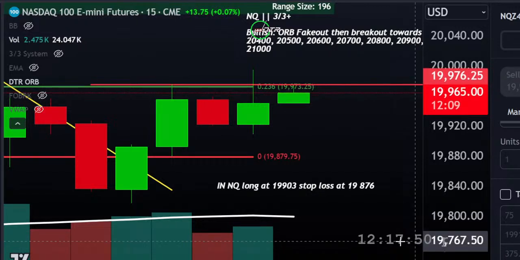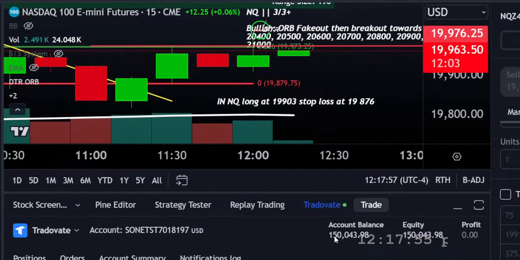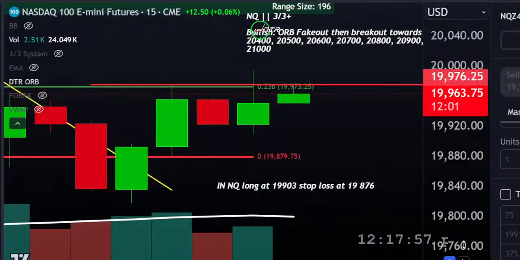Any questions here, team? Any questions? You can see here, balance 150.43.98.